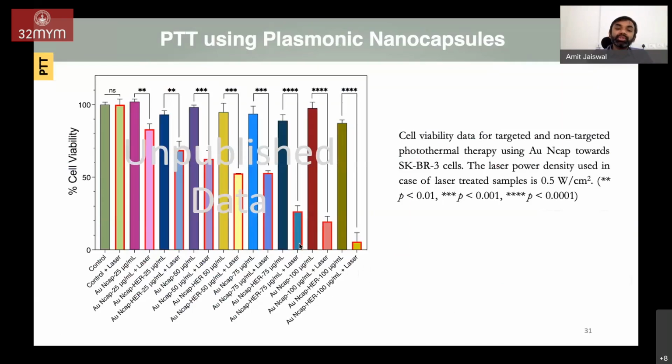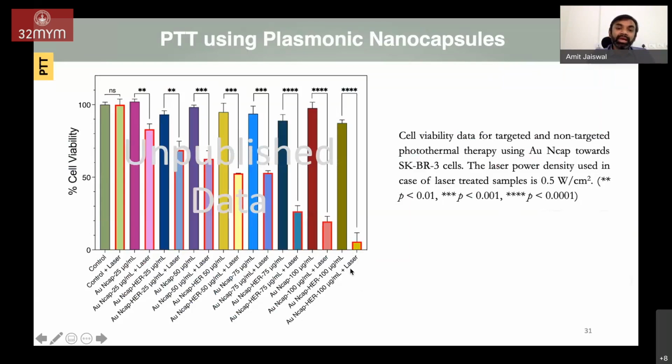Here what we did is that we used the nanocapsule, and we conjugated the surface of the nanocapsule with the Herceptin molecule, which is a targeting agent for breast cancer cells. And we tried to study the stimuli responsive therapy using a targeted approach. So what we see is that when we use 100 mg of the nanocapsular structure at a very low power density of 0.5 watt per centimeter squared, there is almost 100% cell death in the case of Herceptin conjugated gold nanocapsule compared to other structures.